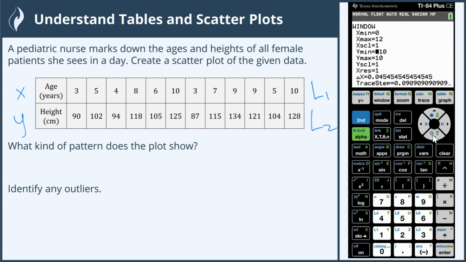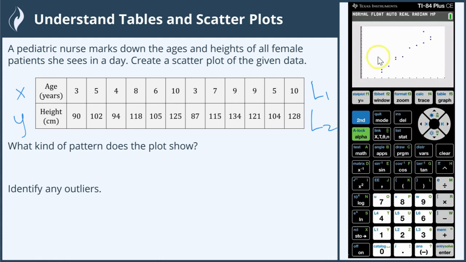So I'm going to pick numbers for my Y min and Y max based on that. I picked 80 for my Y min, and my Y max I might pick 140. These are just values that are a little bit outside of what is shown in the set. So just to watch what happens when I go to my graph, just to have my graph show up. When I go to graph, now I see my scatter plot.